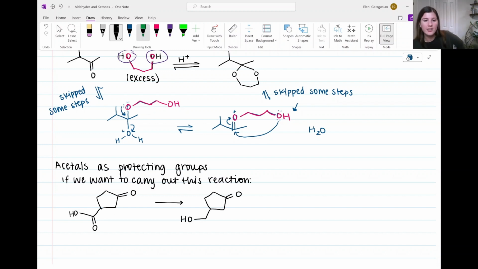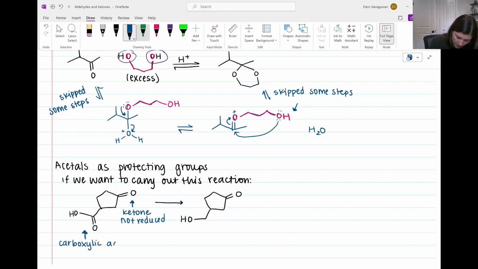Okay, so if we want to carry out this reaction, let's look at what's changing here. The ketone part of the molecule is not reduced. That has not changed. But here we have a carboxylic acid and that has been reduced. If you see the difference between the two molecules, our carboxylic acid is now an alcohol. And that group has been reduced.